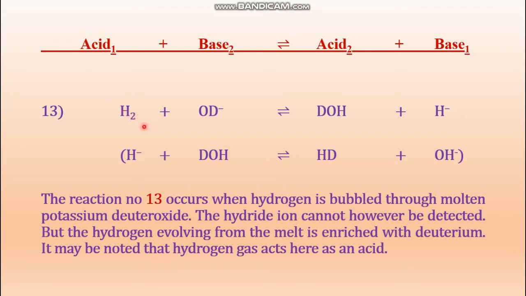So what is the forward reaction? Hydrogen, H2, plays the role of an acid here, which reacts with the deuteroxide ion to produce DOH and hydride ion. This hydride ion does not remain in the solution. It further reacts with DOH to produce HD and OH minus. That means this OD minus in the reverse reaction has been substituted by OH minus ion. On the other hand, instead of H2, it produces HD. So that is the answer.